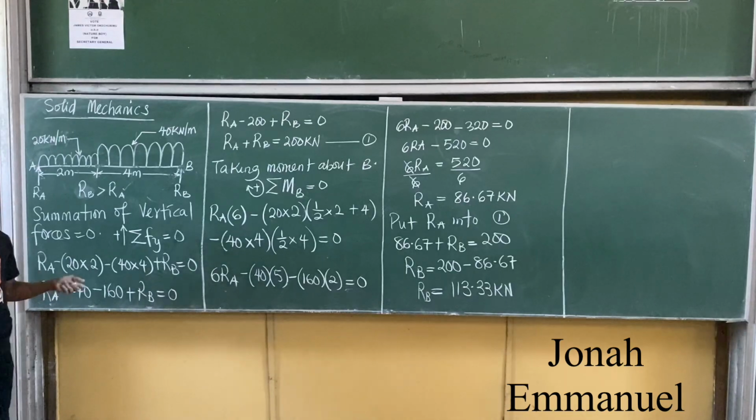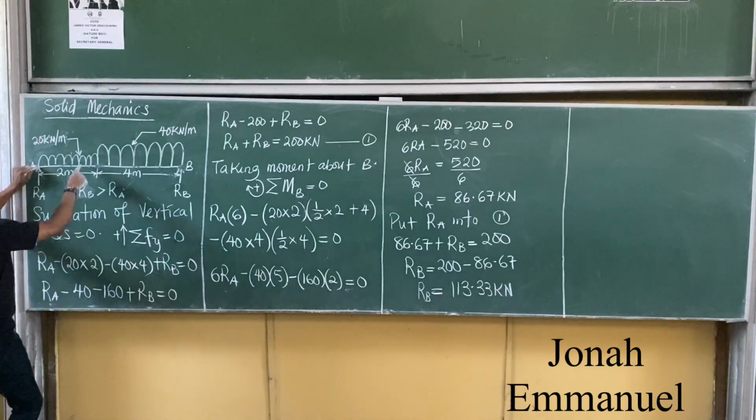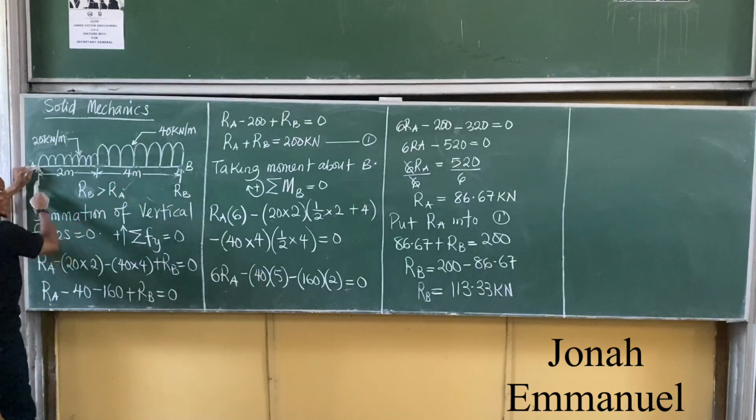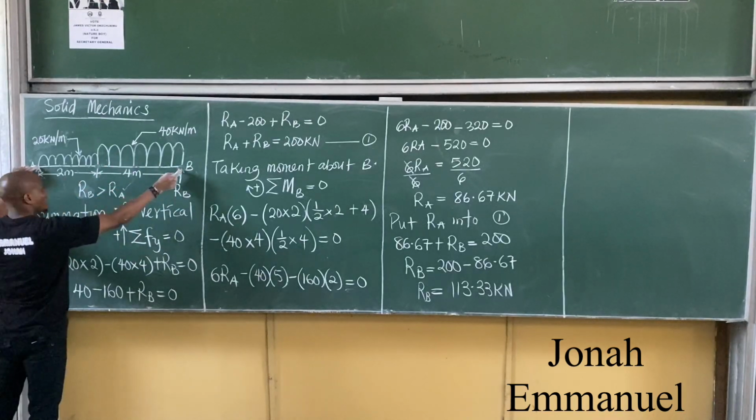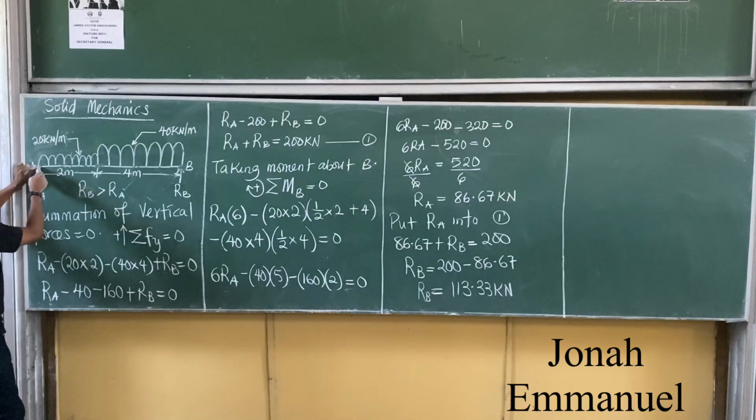Now look up. Look at your own. Look up now. Moment about E. What will it be there? This will be clockwise. This becomes what there? Clockwise. This becomes what there? Anti-clockwise. So what will this be? 20 times 2. Then times what again there? Half of 2. Will I add that length here? No, not add length.